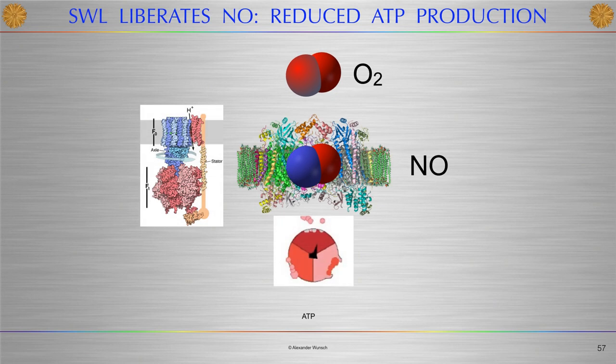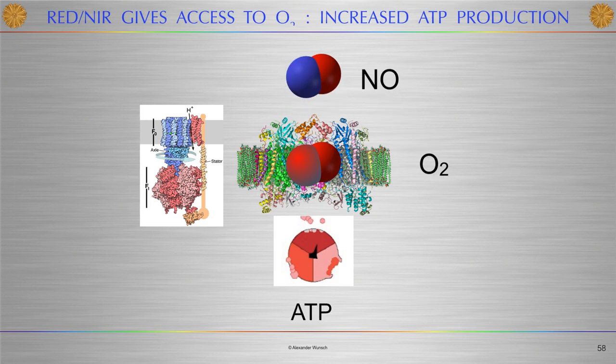Here we have low ATP production because the nitric oxide blocks the last step in the electron transport chain, leading to the low production of ATP. And once we shine red light and near-infrared light onto this scene, nitric oxide is removed from the reaction center and the cell, the mitochondrion, is able to start with the ATP production.